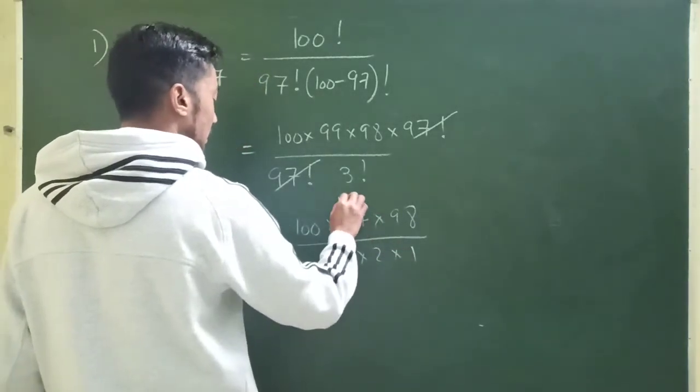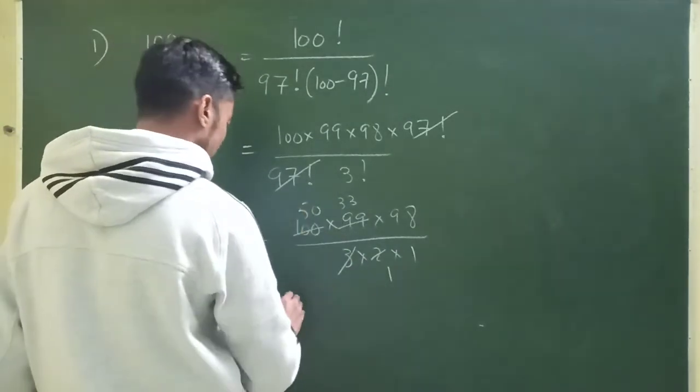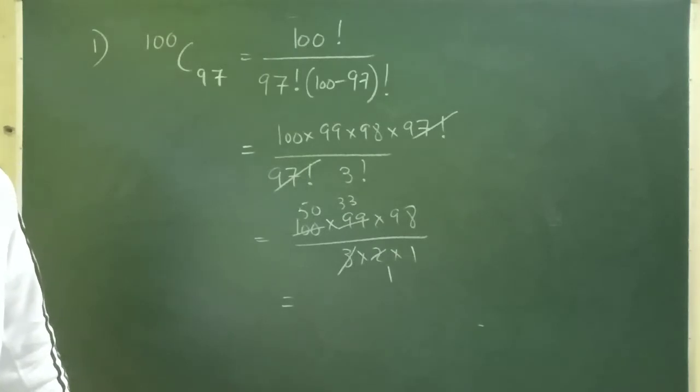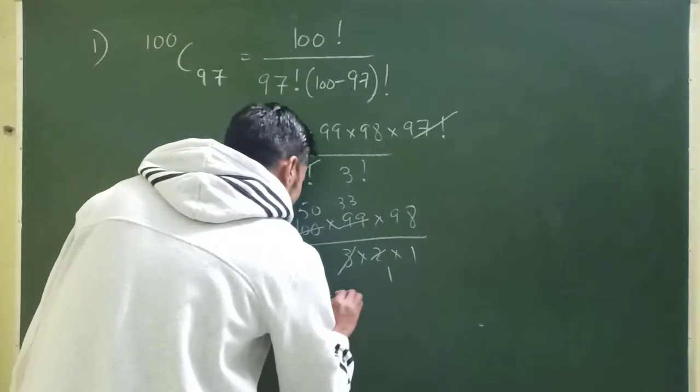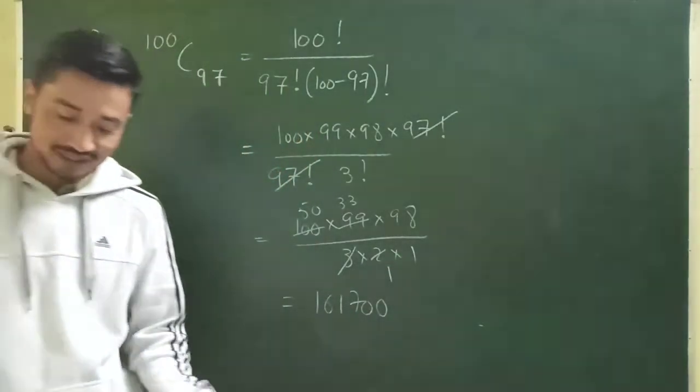Can you calculate that for me, please? So that should be 50 into 33 into 98. So that gives us 161700. So that's just the way of calculating combinations, just a mathematical part.